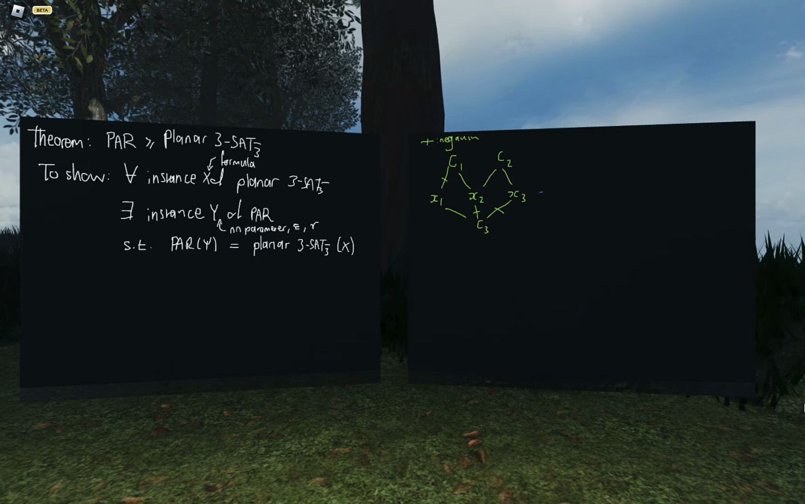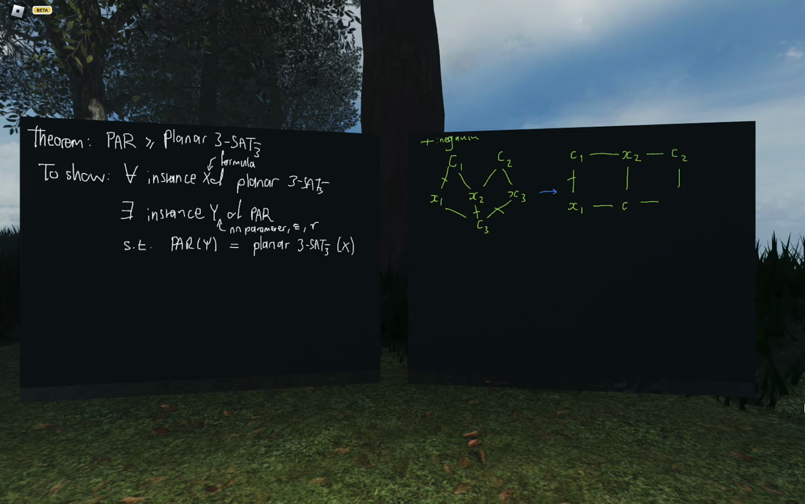The first step of the reduction is to take this formula and embed it into a grid. Take this graph, embed it into a grid. The best embedding you can do for this one is something like C1, X1, that's a negated edge, X2, that's not negated, X2 also appears in clause 2. It's going to end up looking like this. Just fill in the details.